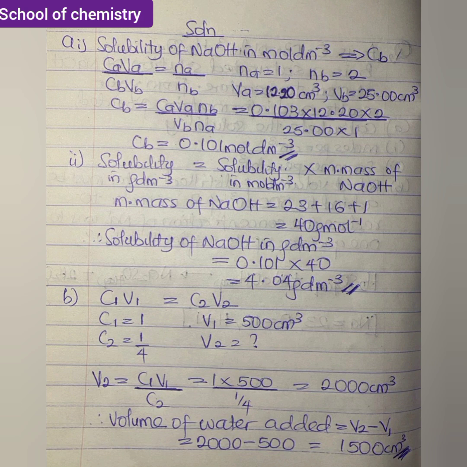So what will be V2? Applying the formula, you make V2 the subject of the formula. V2 will be C1V1 over C2. So if I do everything, that will be 1 times 500 divided by 1/4. So our V2 will give us 2000 cm³. Then what will be the volume of water added? The volume of water added, which I said earlier, is V2 minus V1, which is 2000 minus 500. So that will give us 1500 cm³. So that is all the answers for question 2.